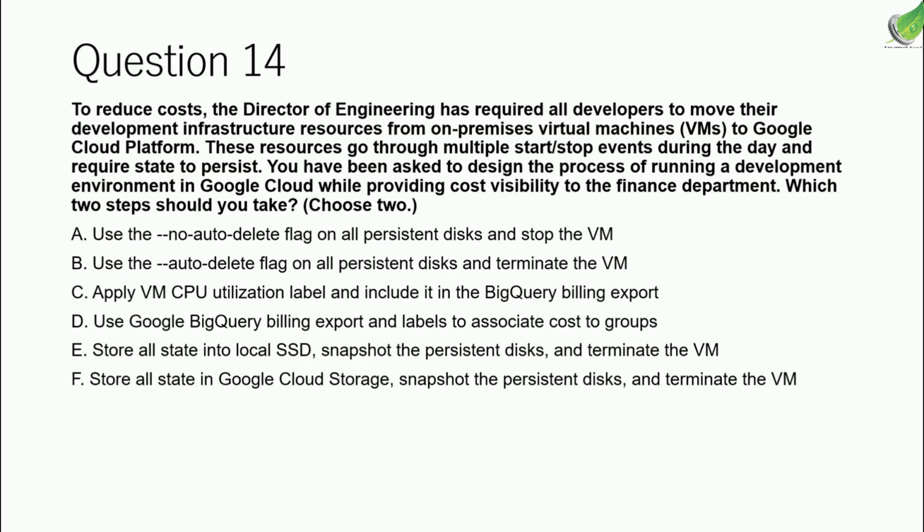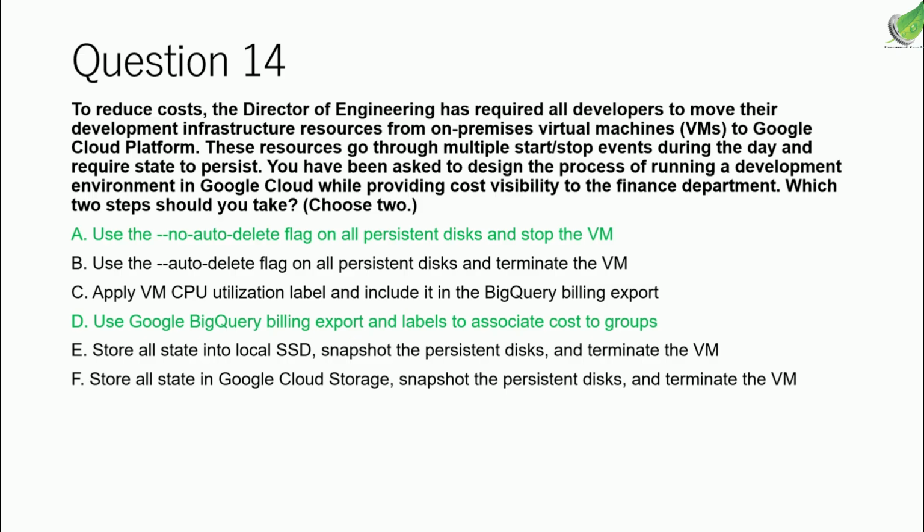Option E is incorrect for 2 main reasons. First, data on a local SSD is temporary and is lost when a VM is stopped, which violates the state persistence requirement. Second, the process of snapshotting, terminating, and then recreating a VM from a snapshot is far more complex and time-consuming than simply stopping and starting it.